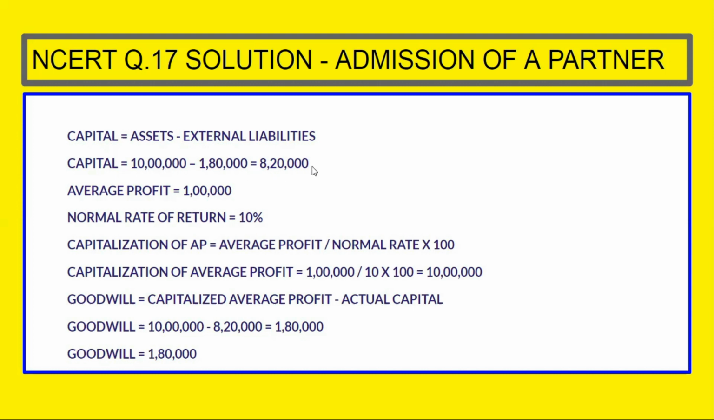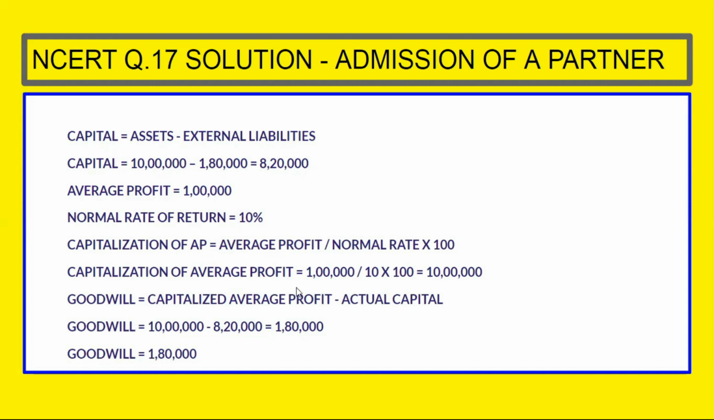So that is 8,20,000. The average profit is already given in the question, it is 1 lakh, and the normal rate of return is 10%. Now we have to find out the value of goodwill according to the capitalization of average profit. First, we have to capitalize the average profit. For that, average profit divided by normal rate of return into 100.